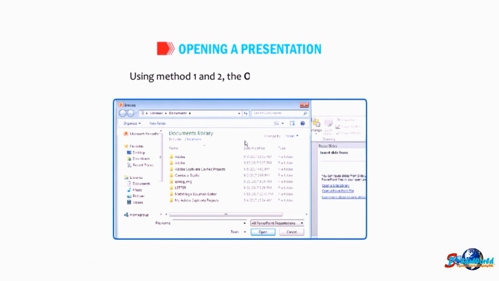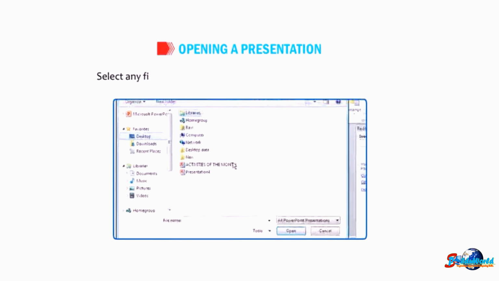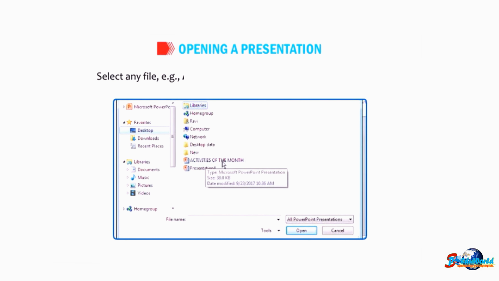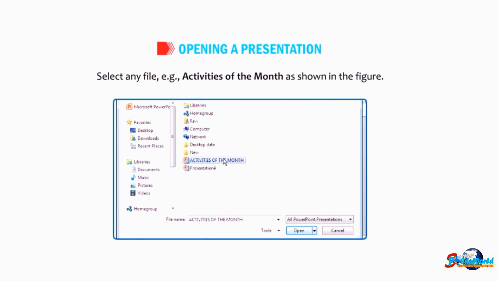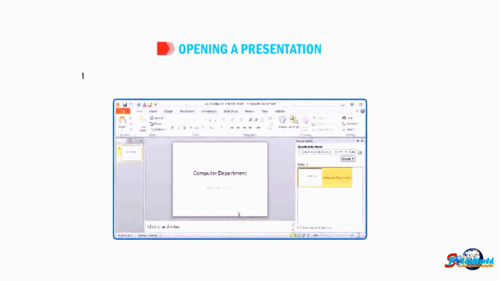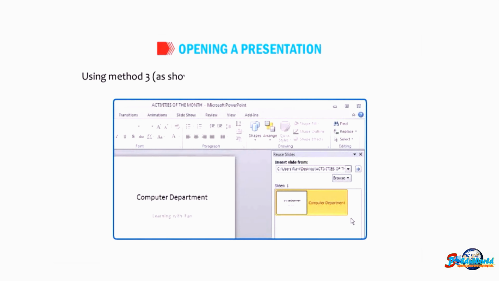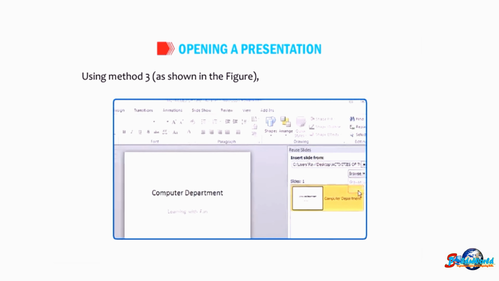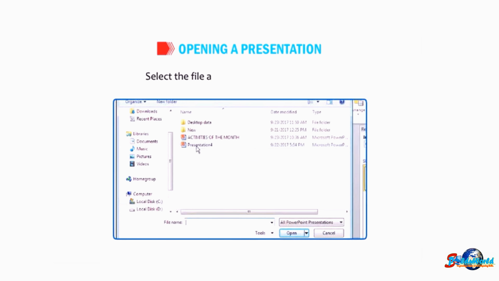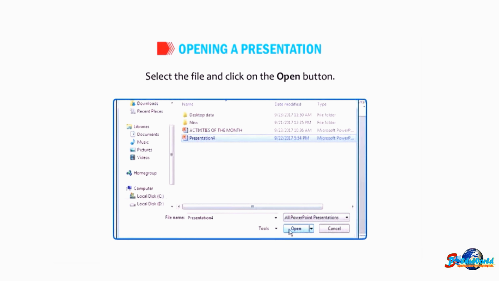Using method 1 and 2, the Open dialog box will appear. Select any file, example, Activities of the month, as shown in the figure. Click on the Open button. Using method 3, as shown in the figure, the Browse dialog box appears. Select the file and click on the Open button.